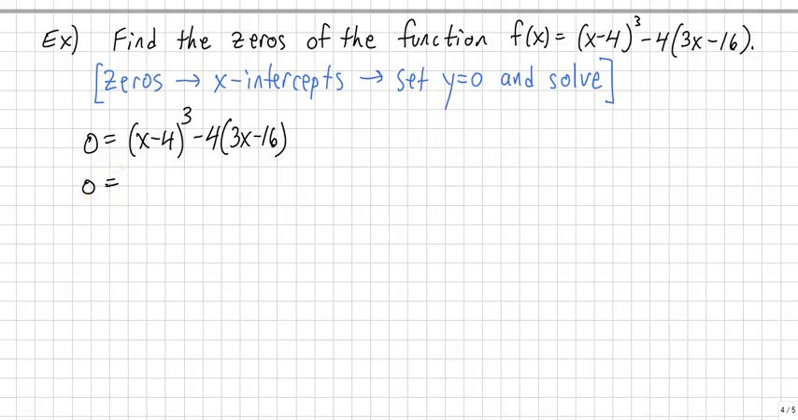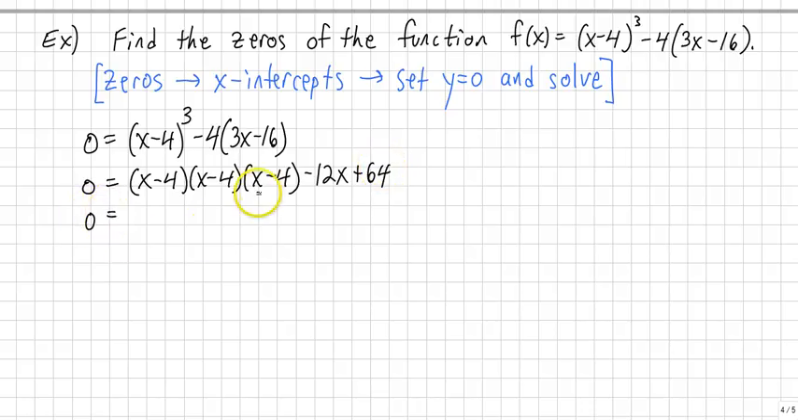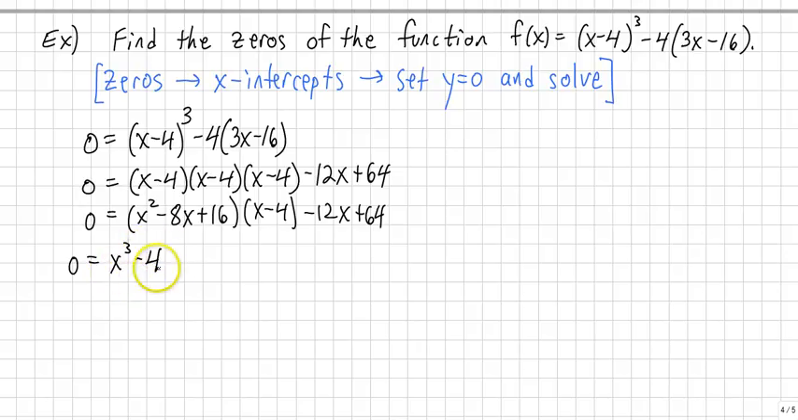So let's go ahead and cube that binomial. It'll be (x minus 4)(x minus 4)(x minus 4). And let's distribute the negative 4, so it'll be minus 12x plus 64. Then let's multiply that out. We're going to get (x squared minus 8x plus 16) times (x minus 4), minus 12x plus 64. Now we have to take this trinomial times this binomial. So we're going to get x cubed minus 4x squared, then minus 8x squared plus 32x plus 16x minus 64, minus 12x plus 64.